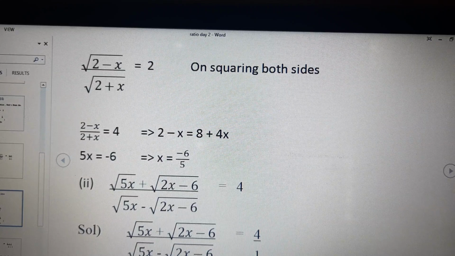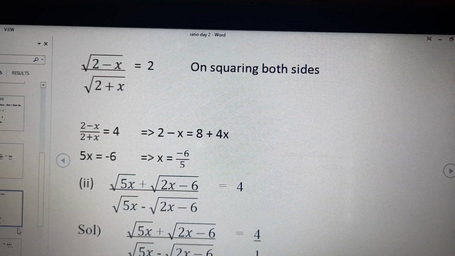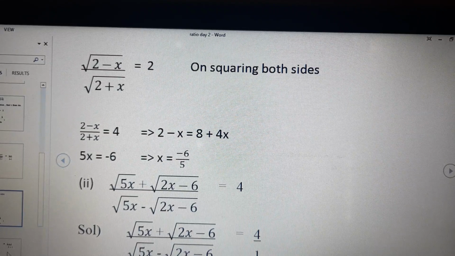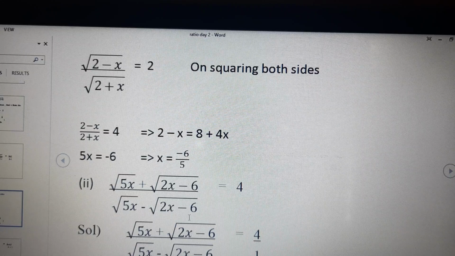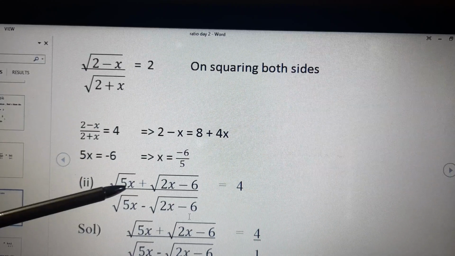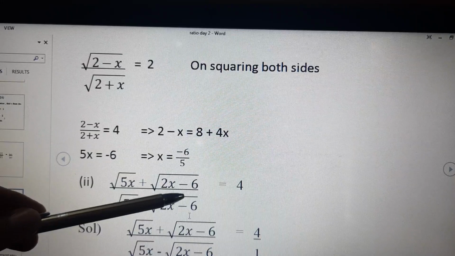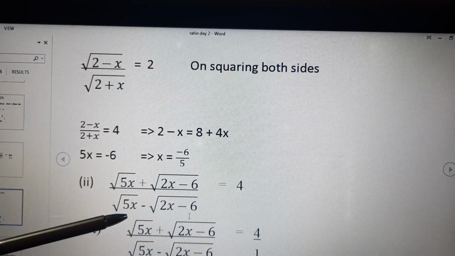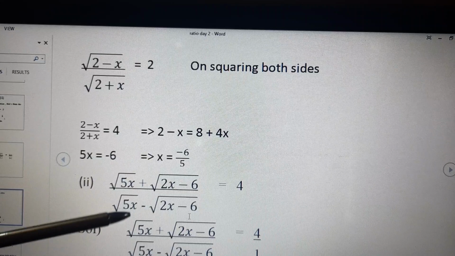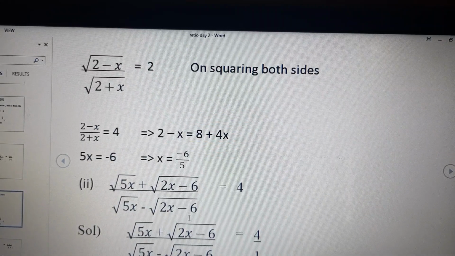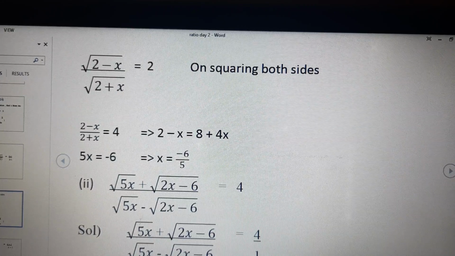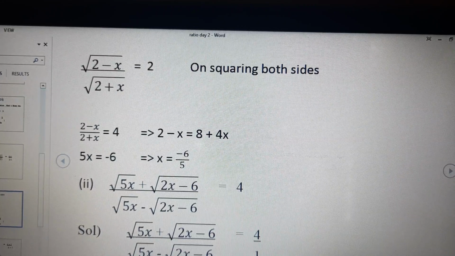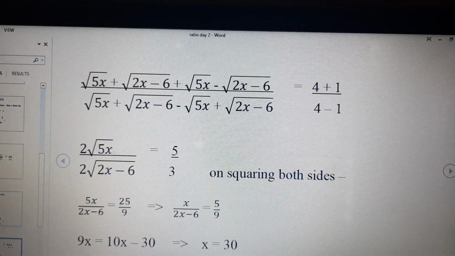Moving on to the next question. Next part of the same question. Clear? By using the properties of componendo and dividendo, I mean ratio and proportion, we have to solve the equation. The equation is root (5x) plus root (2x minus 6), the same kind of equation. As you can see, root 5x and root (2x minus 6) are almost the same, only the plus and minus sign differ. Clear? So first we will apply componendo and dividendo. You need to understand the application. Okay. Why are we applying componendo and dividendo?